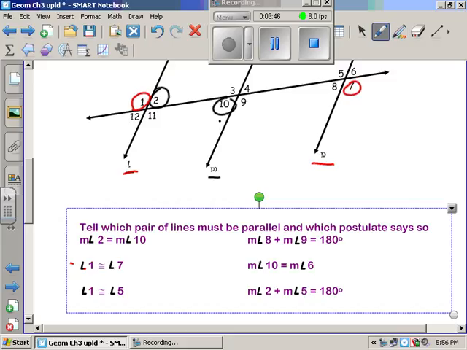See how if you ignore the stuff in the middle and just look at these two lines, those are the exterior angles. Okay, 1 and 5, 1 here, 5 here, those are corresponding angles, so I can prove that L is parallel to N by the converse of the corresponding angles postulate. Then angle 8, which is here, and angle 9 equal 180, so I can prove that M is parallel to N by the converse of the same side interior postulate, because angle 8 and angle 9 are supplementary. Okay? If you have time, you can go ahead and do the last two.